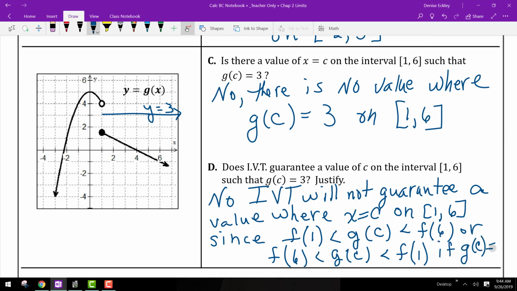So it doesn't have to be low to high. So if g of c equals 3, because if you look at your values, the highest value you have is f of 1, and f of 1 is like 1.5 here. And our lowest value is at 6, and f of 6 is -1. So you can't have 3 because 3 isn't between 1 and -1.